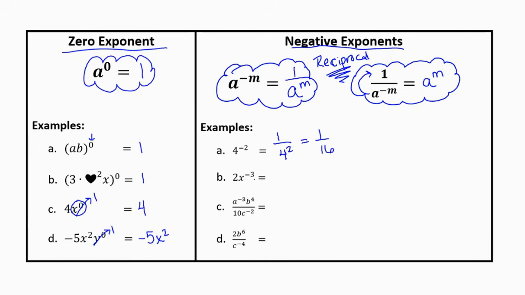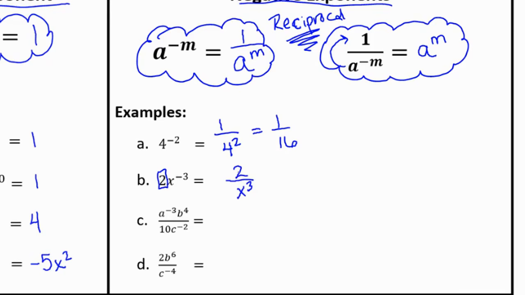Let's look at example B. Here I have a 2 times x to the negative third power. Well, the 2 does not have a power on it, so the 2 will stay where it is. But the x to the negative third is a negative exponent, so I need to move this expression to the bottom. So the 2 will stay put, and the x to the third is now on the bottom. Notice it is not negative anymore, and notice the 2 stayed where it was.